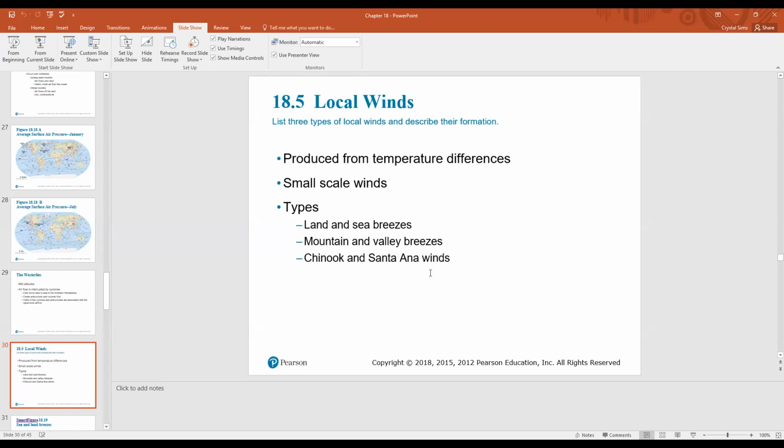So local winds are small scale winds, not like we just observed with these global circulation patterns and the high pressure systems and low pressure systems, or cyclones and anticyclones. Local winds are very small scale, produced from temperature differences, and there's three types: land and sea breezes, mountain and valley breezes, and Chinook and Santa Ana winds. And we're going to watch a smart figure video that looks at those three types of winds.